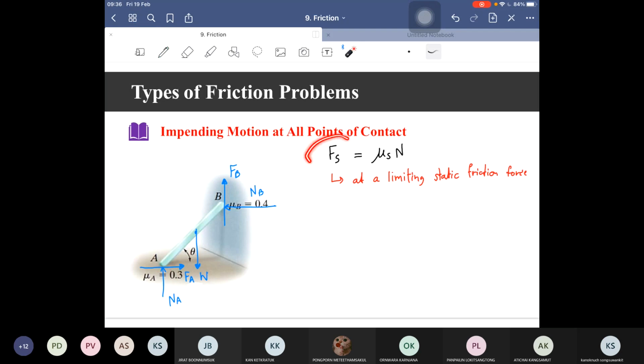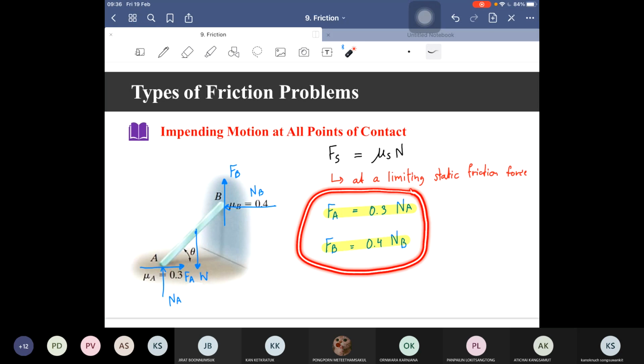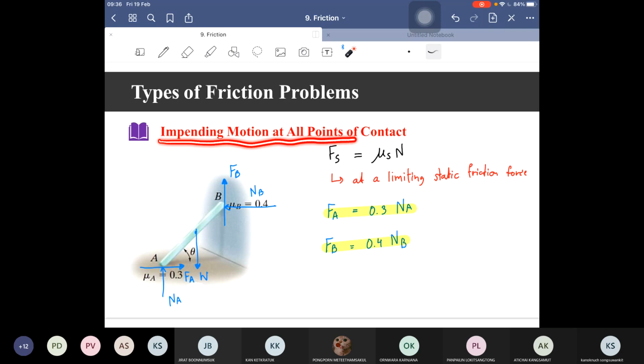Okay, so to satisfy this condition, FA must be exactly equal to mu A times NA, that is 0.3 NA. And for FB at point B, it must be exactly equal to 0.4 NB. Okay, so you must satisfy both of these conditions to make this system become impending motion at all points of contact.